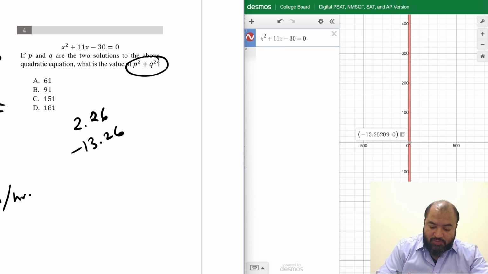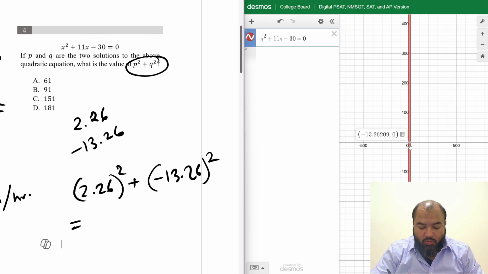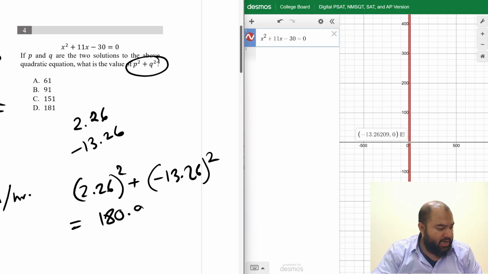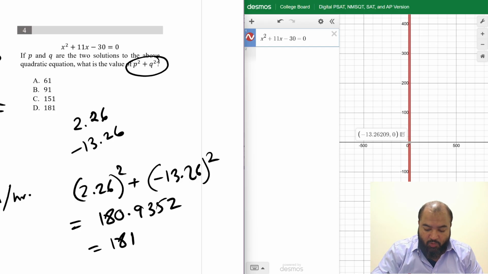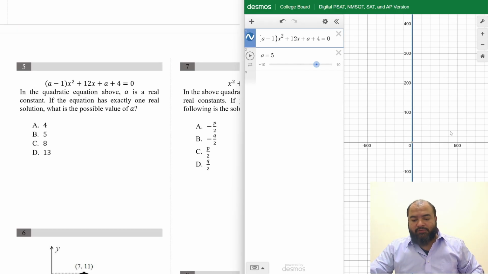These are the 2 solutions, p and q. So 2.26 to the power 2 plus -13.26 to the power 2. Let's see how much we get. We get 180.9352, which is closest to 181. So the answer is D.